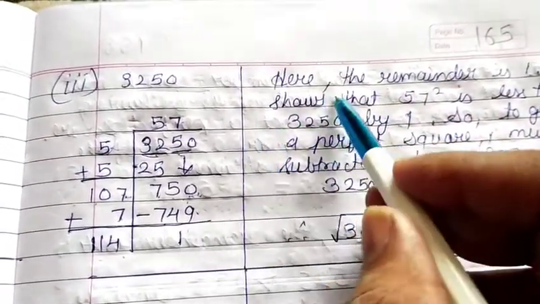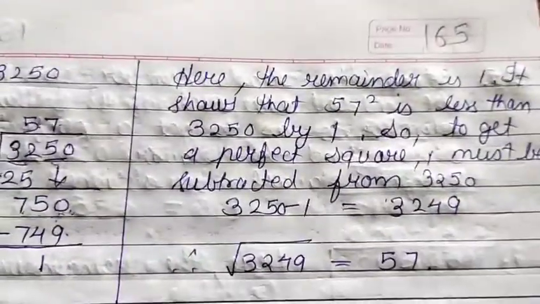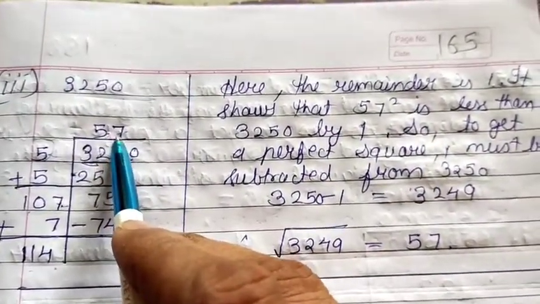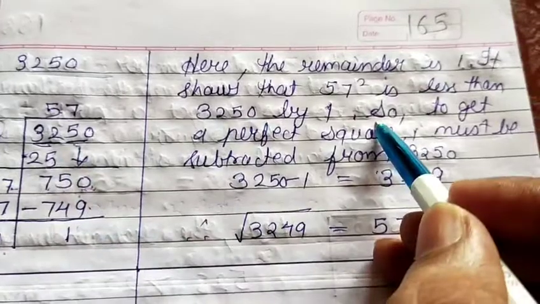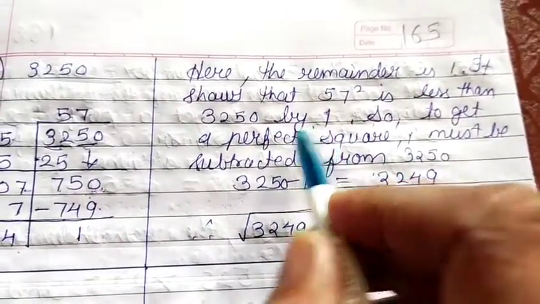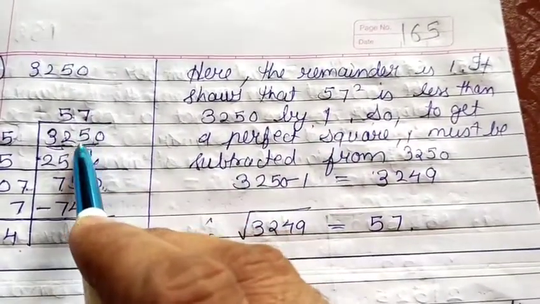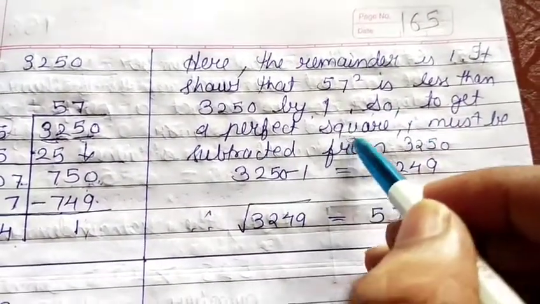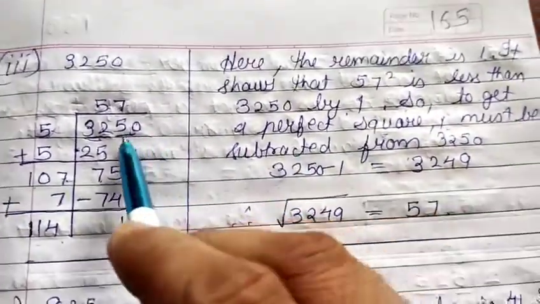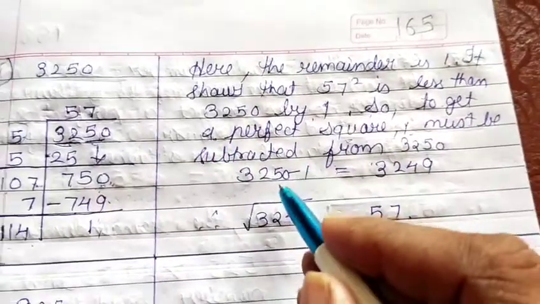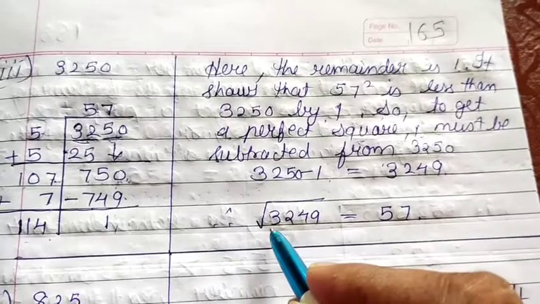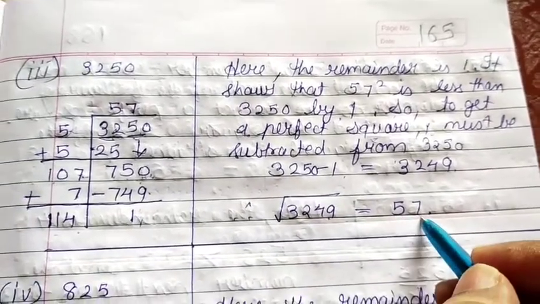So write down the step. As we all know, here the remainder is 1. It shows that the square of 57 is less than 3250 by 1. So to get a perfect square, 1 must be subtracted from 3250. That means 3250 minus 1 gives 3249. When you find the root of 3249, you will get 57.